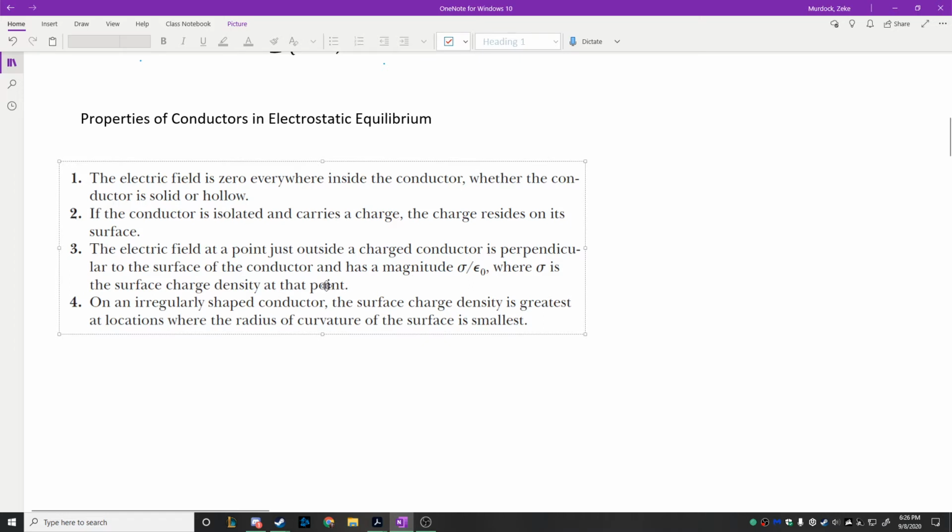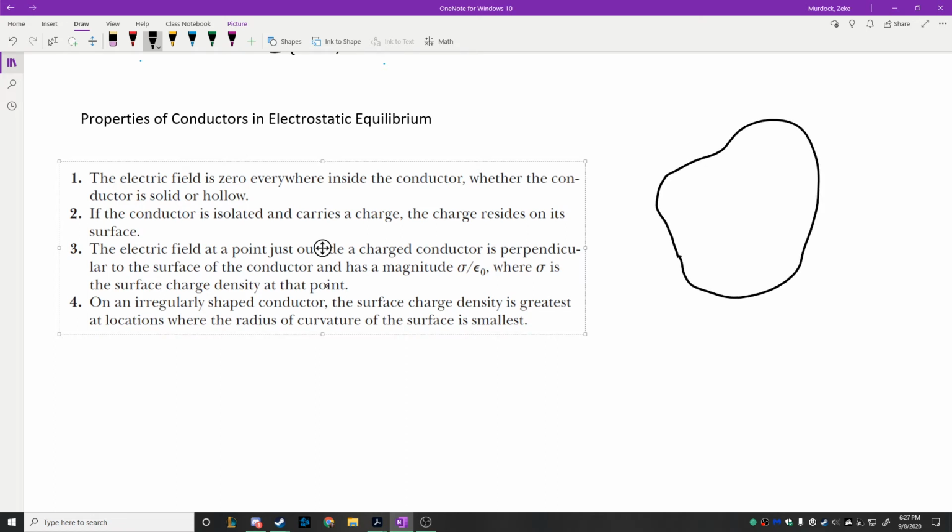So what's a conductor in electrostatic equilibrium? What do I mean by that? What I mean is, I have some conductor, and it's just a piece of metal, okay? It could be a sphere, it could be a rectangle, it could just be some arbitrary shape. So I've got some object, okay? And I tell you that it's a conductor, meaning that it allows charges to freely move within it, right?